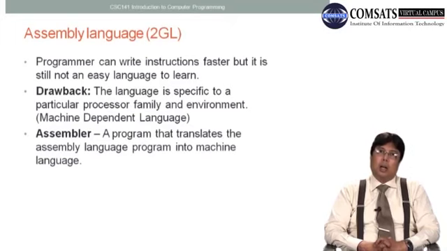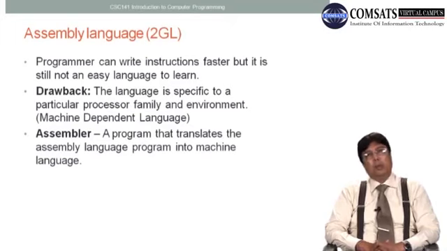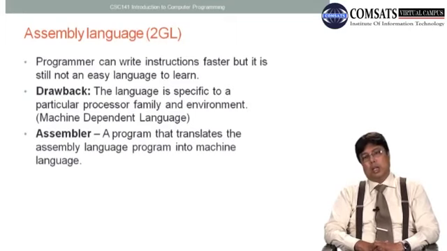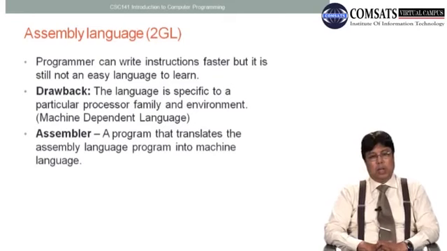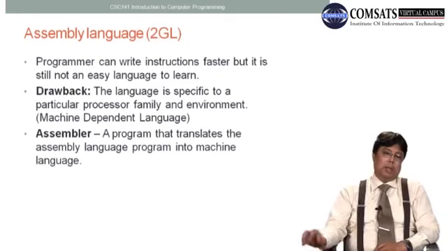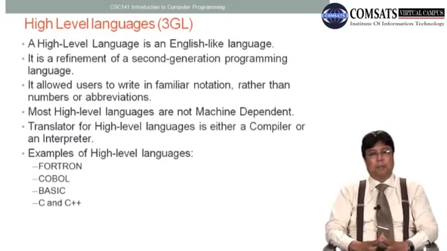I told you that every processor, every CPU has its own instruction set. Fortunately, unfortunately, machine language is dependent on this instruction set. So you require an assembler to translate assembly language program into machine language. Then comes high-level languages. English-like language, refinement of the second generation programming.